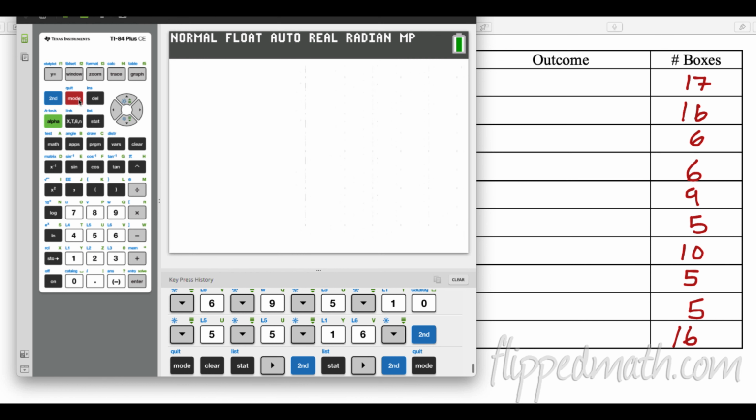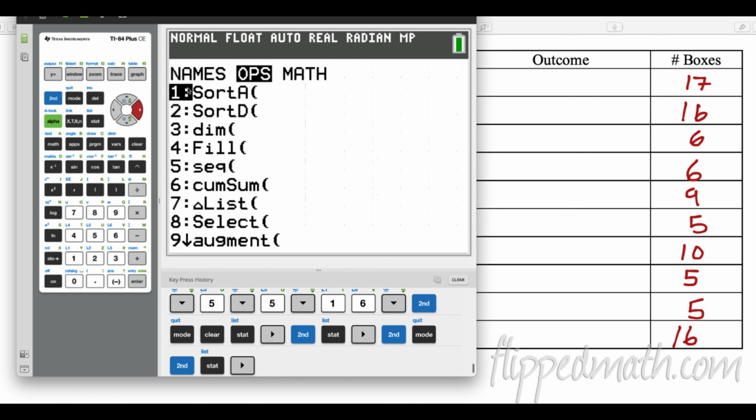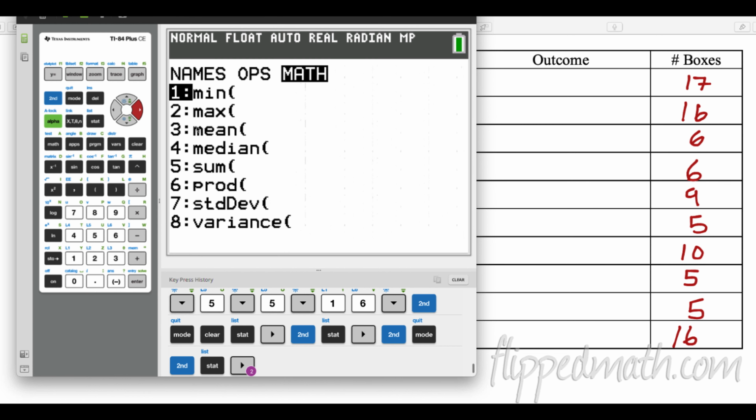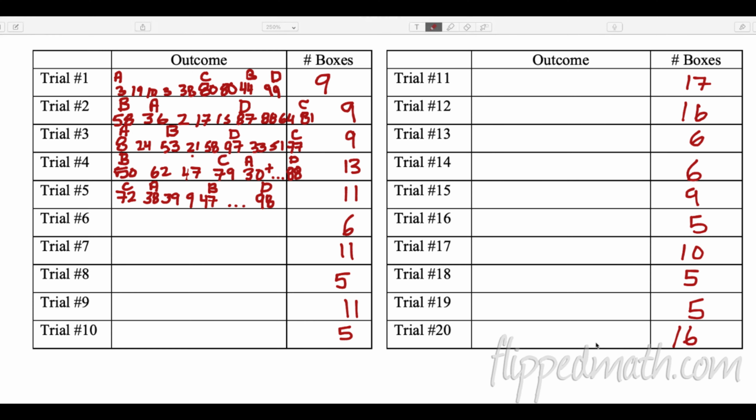All right, so once we clear that out, hit the second button, go into the lists. We can go over to operations, and then we can keep on going over to math. Whoops, sorry about that. We go down to 3, and we're going to find the mean of L2, because that's where we put all those numbers. And it says 9.2. The other way is you can add them all up and divide by 20, but all that equals 9.2. Oh, so that's our average.